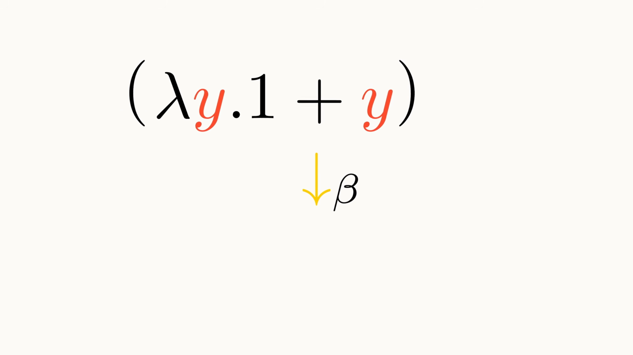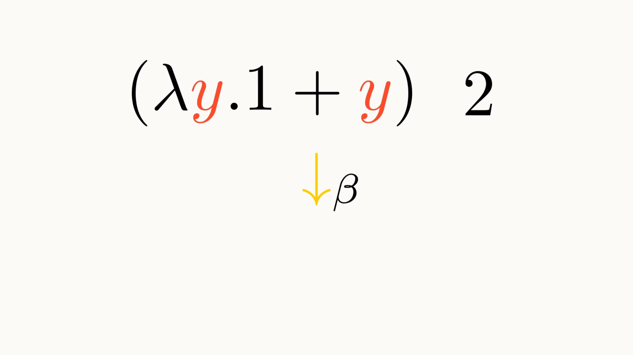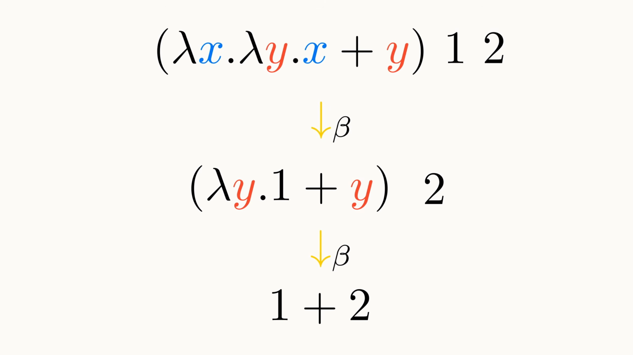So if we apply this function to the number 2, we replace the occurrence of y in our lambda abstraction with 2, and we get 1 plus 2, or 3. We've effectively given this function one input after another, and it has returned their sum.